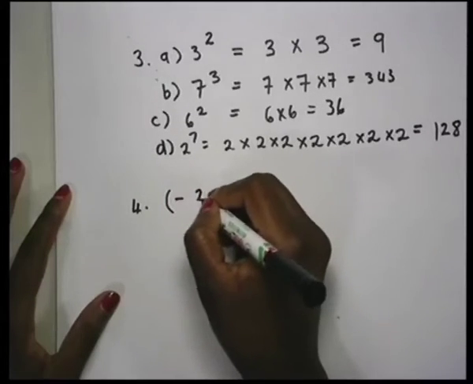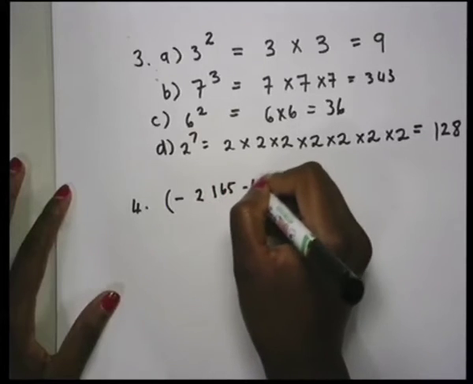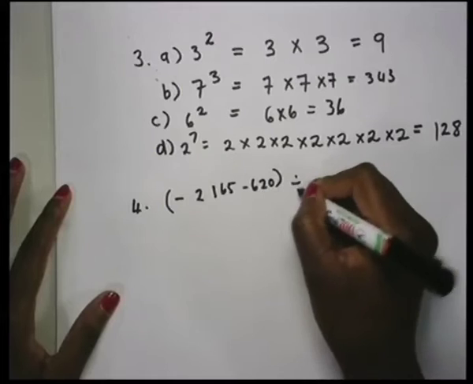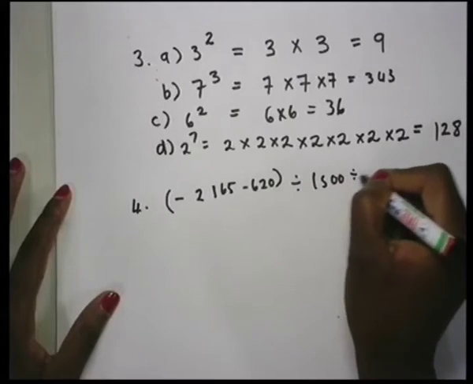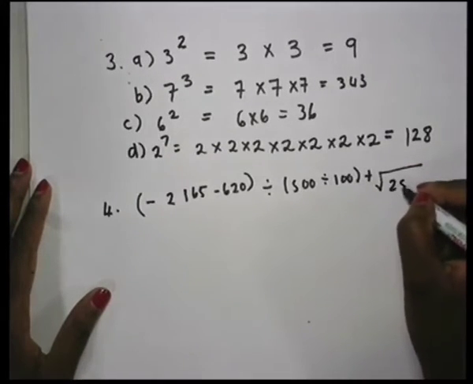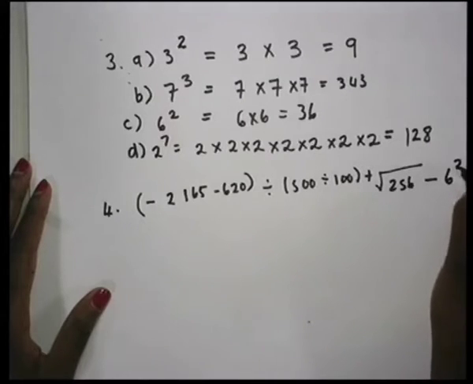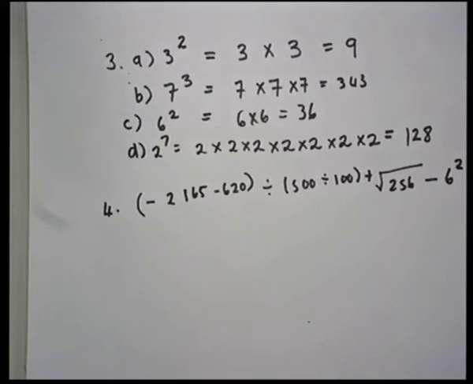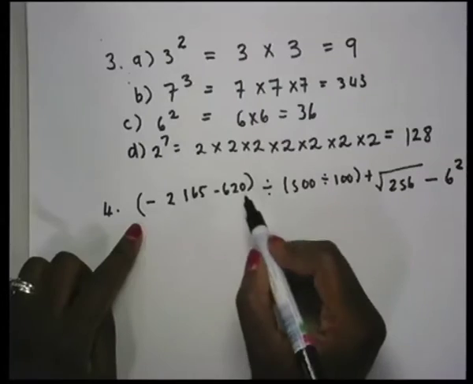Which is negative (2,165 minus 620) divided by (500 divided by 100) plus the square root of 256 minus 6 to the power of 2. Now there's a few very important notes to always take note of when working with equations. Or let me rather put it like this, it's the order of operations. The first important note is that brackets must be worked out first.